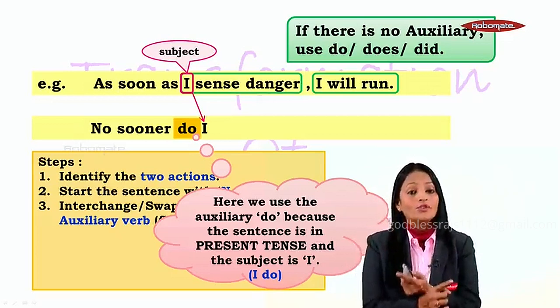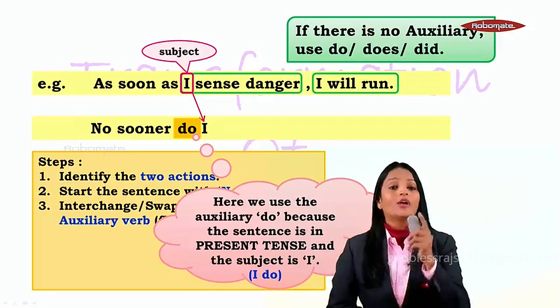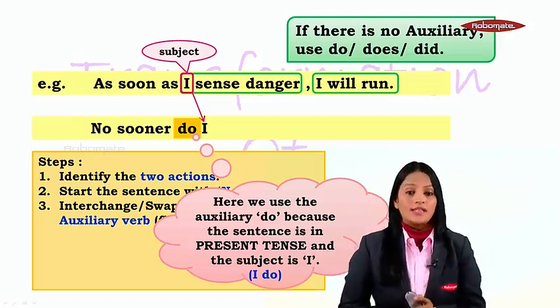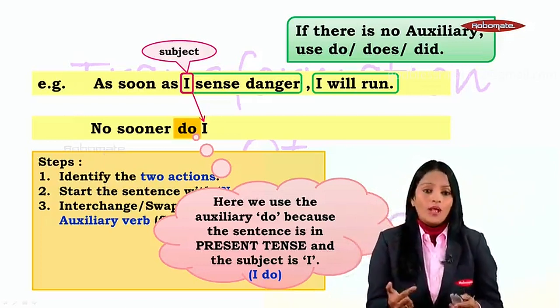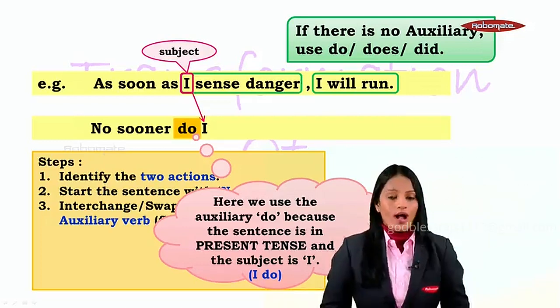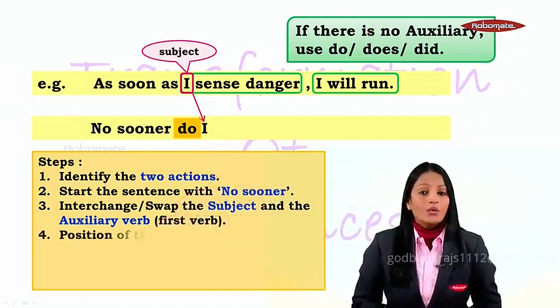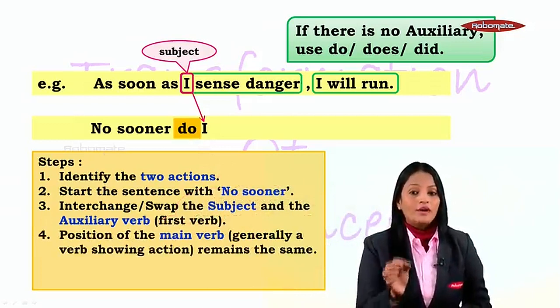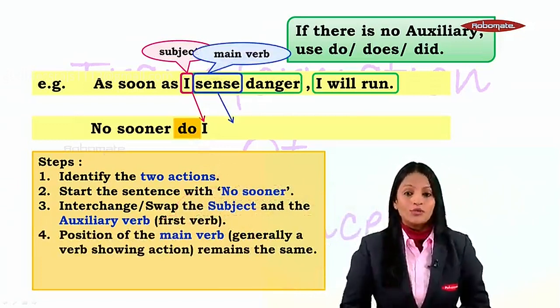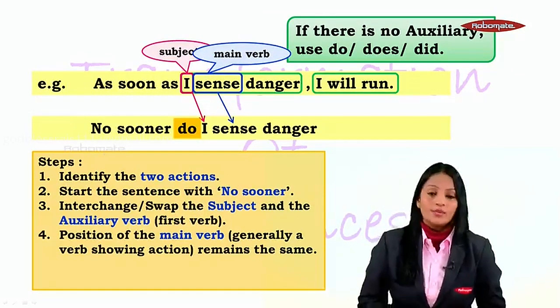Of course, we have swapped it. What are we going to take there? Do, okay? Because the subject is I and it is in present tense. So, it should be I do. But now what will happen? It is going to get swapped. So, we say do I. Of course, next, sense, that is the main verb, will remain as it is. It will come in the same position. And of course, danger will come with it.